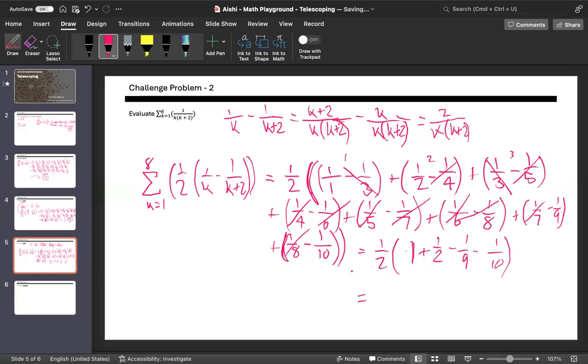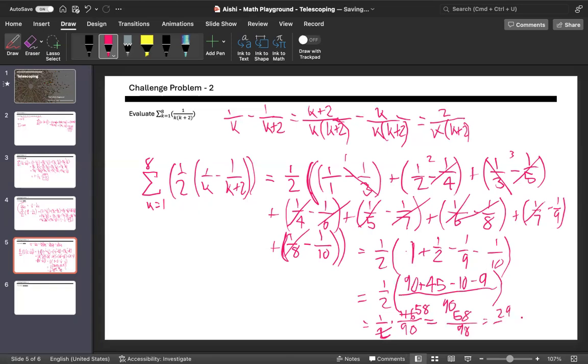So now this would be half of 90 plus 45 minus 10 minus 9, over 90, which is equal to half times 116 divided by 90, which is equal to 58 by 90, and you can simplify this, 29 by 45. So that's your answer.